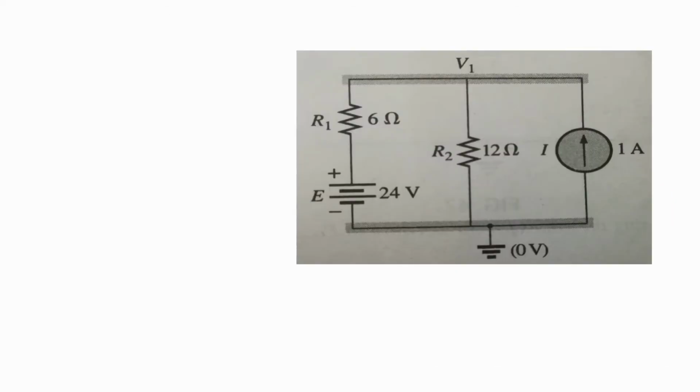Okay, in the first step, we have to define the node voltages. You can see from the figure that we have only a single node, so we name it V1. Now we have to define the reference node. This node, the ground node, we define as a reference node which is equal to 0 volt. Now we have to calculate the value of V1 using that reference node.